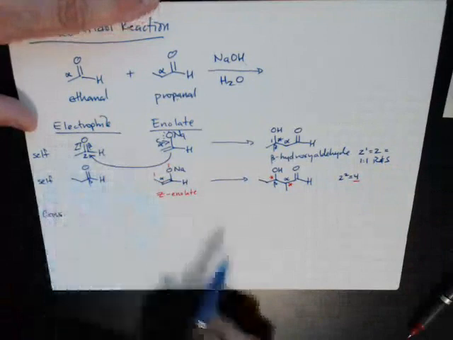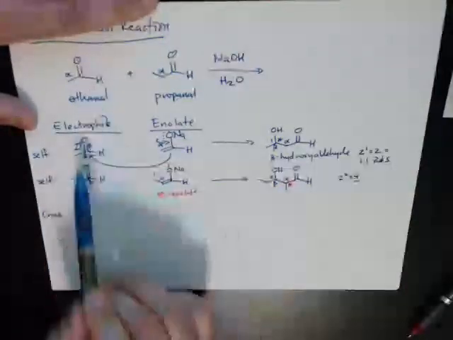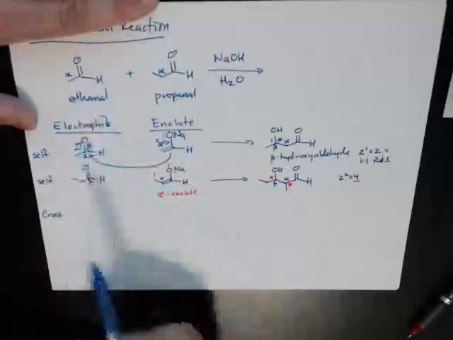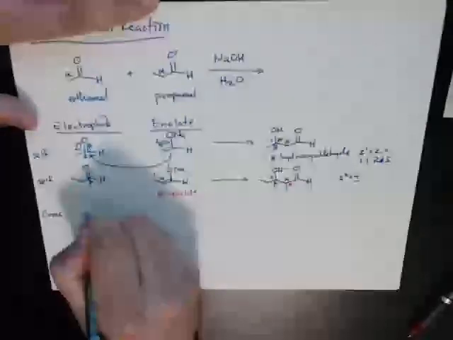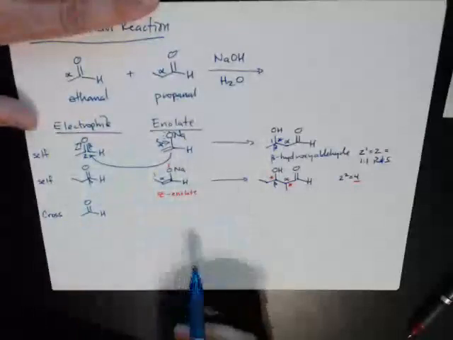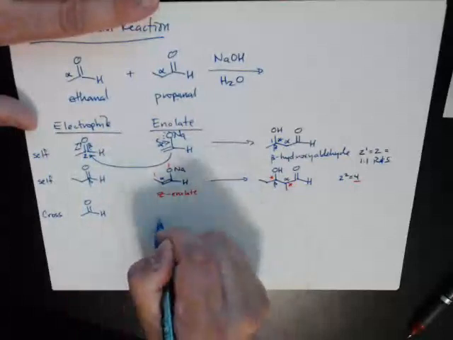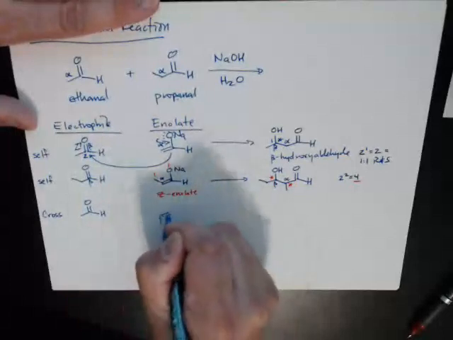So one of the cross scenarios that can happen, let's use ethanal as the electrophile. So it's accepting the electrons from the enolate. Then let's go ahead and use propanal as the enolate. Just for variation, I'll draw the other geometry.